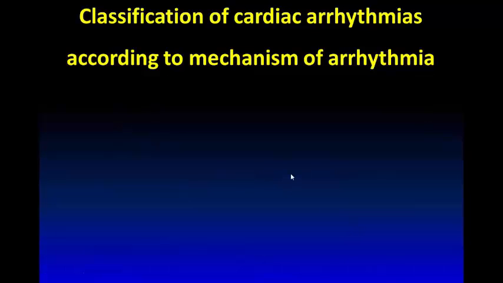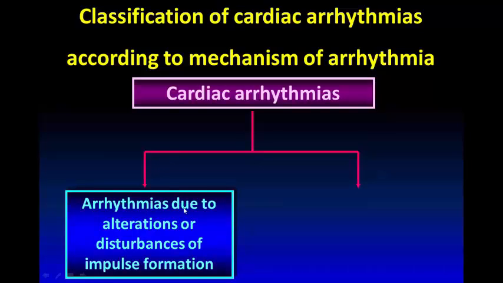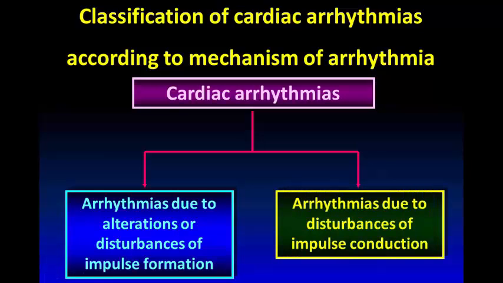Having known what is a normal sinus rhythm and what is meant by a cardiac arrhythmia or a cardiac dysrhythmia, let us classify cardiac arrhythmias or cardiac dysrhythmias. Cardiac arrhythmias can be classified in different ways. One way is to classify them based on the mechanism. Under this classification, cardiac arrhythmias are classified into arrhythmias due to alterations or disturbances of impulse formation and arrhythmias due to alterations or disturbances of impulse conduction.